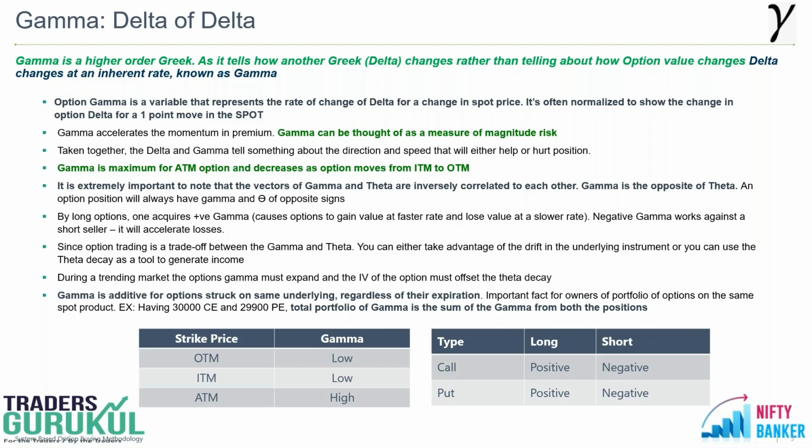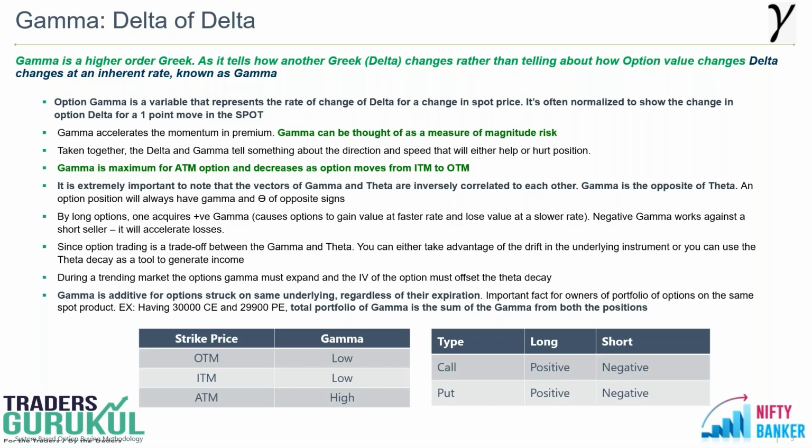And option gamma is a variable that represents that. So basically, as the spot price moves from 1 to 2, delta is moved, but what is the pace at which the delta is moving? That is going to get computed through gamma. So this we are clear.